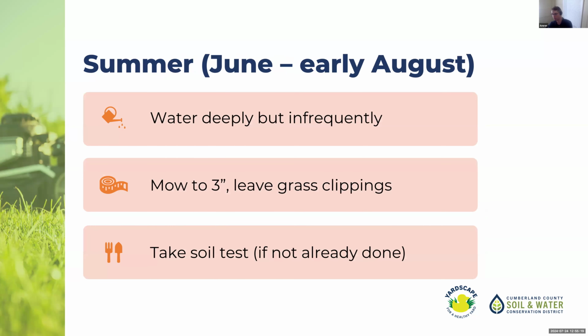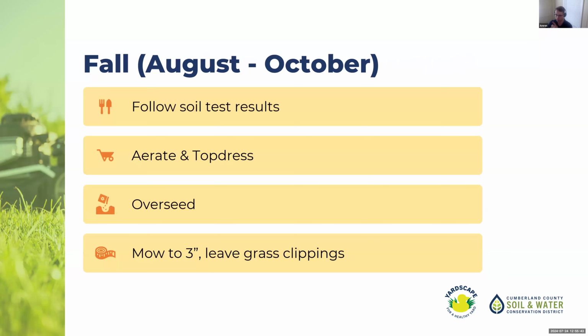So summer, June through August, make sure you're watering deeply but infrequently, and leave that drought period for the grass just to do its thing. Continue to mow, and then if you haven't taken your soil test, now is really the time, because you're right on the brink of that late August, early September period when making amendments to your soil is really important. That's the best time to really get things going.